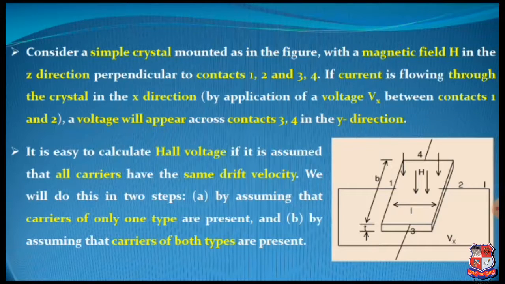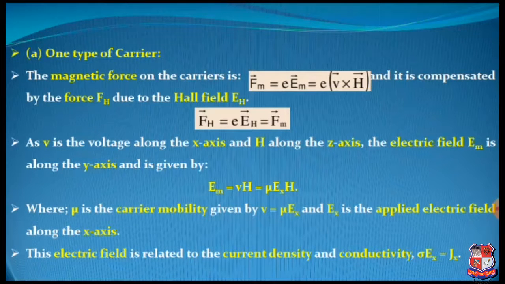Step A, by assuming that carriers of only one type are present, so either electron or hole will be present in the material. We will assume that because inside the investigating material we don't know how many types of charge carriers are present. We have to identify it. So we will take two possibilities. Step B, by assuming that carriers of both types are present. So first of all, we will initiate with step A. Step A, one type of carrier.